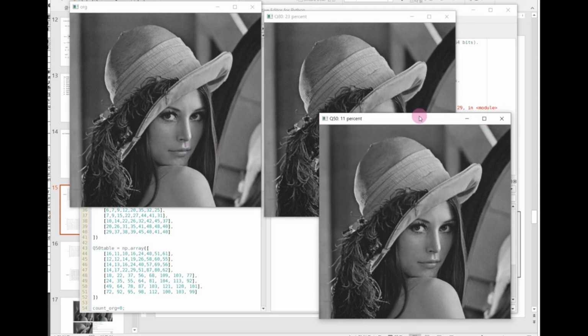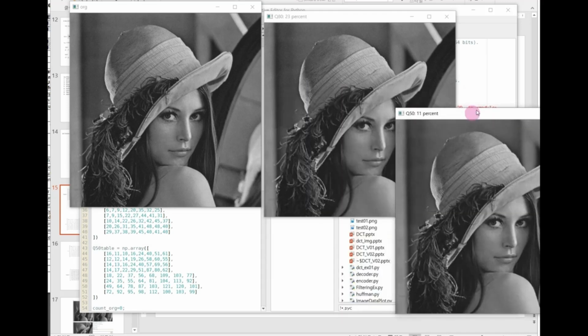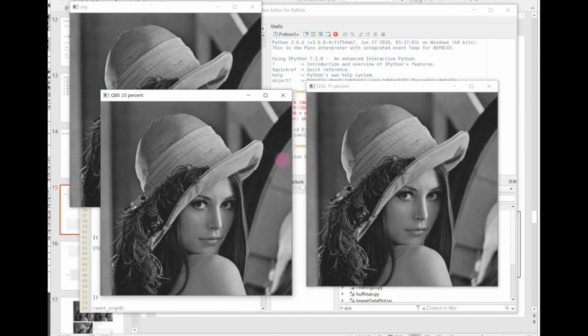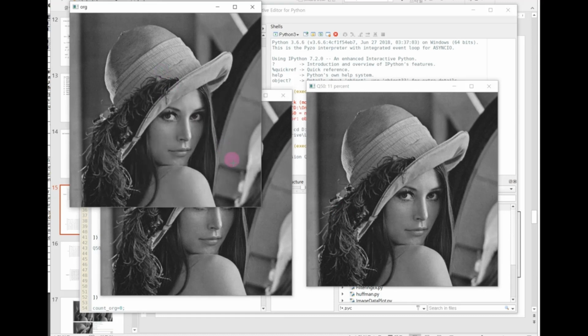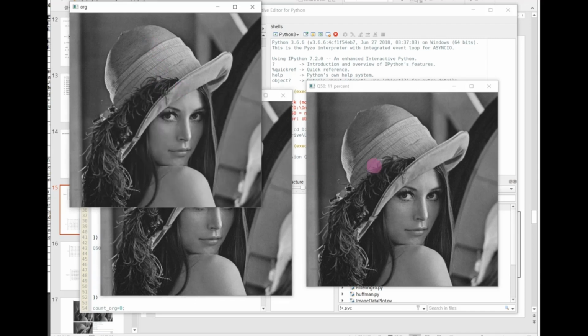And what about this one? We remained only 11%. It means almost 90% is removed, but still the image is quite normal. Okay, so this is one of the techniques for compression. If you carefully look at the light here, it's slightly different, but most of the image is conserved.